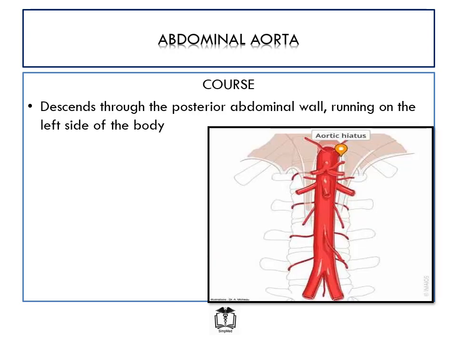Once the abdominal aorta is formed, it descends through the entire abdomen. It's found largely lying on the posterior abdominal wall, and it runs on the left side of the abdomen towards the pelvis.